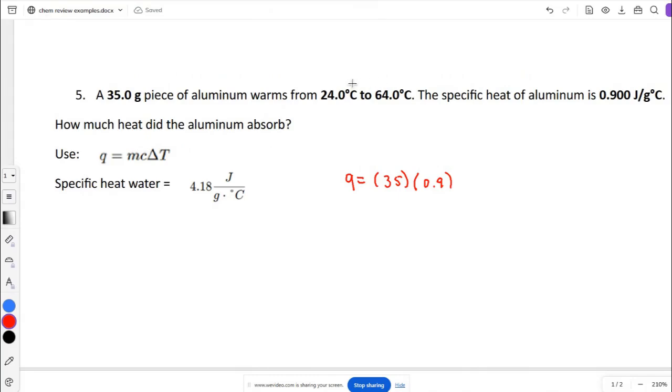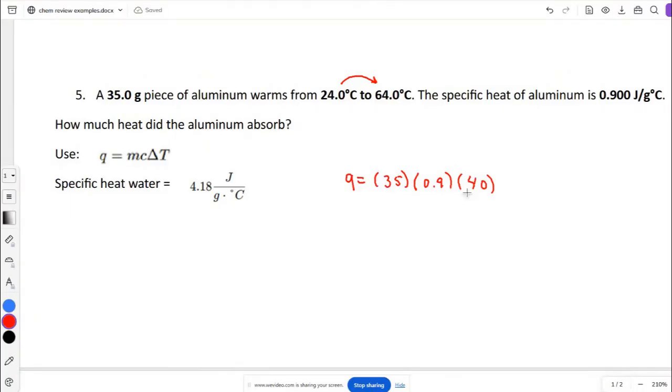So to figure out the change, it's the final temperature, which is 64, minus the initial temperature of 24. 64 minus 24 would be 40. So the temperature increased by 40 degrees Celsius. And remember, Celsius is fine with this one. You don't have to convert it. Fahrenheit's no good, but Celsius or Kelvin are fine. All right, so there we go. I set it up. So there's our mass.